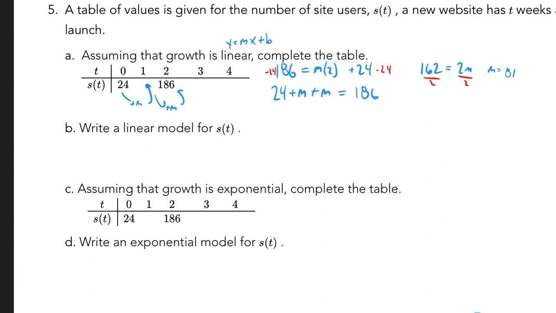So write a linear model for S of t. I need my slope, which we just found, our change. We're changing by 81 each time, times t, not m, or sorry, not x. We have t's in this problem, not x's. And then plus our starting value, which was 24, our y-intercept. So there's the linear function if it was linear.